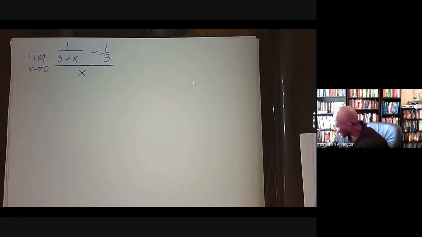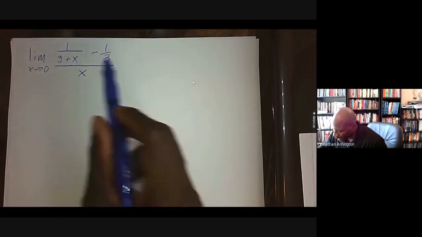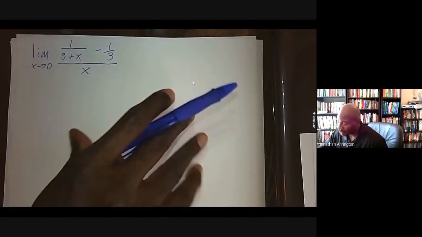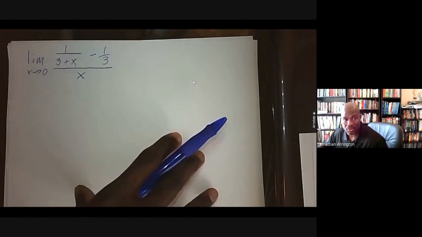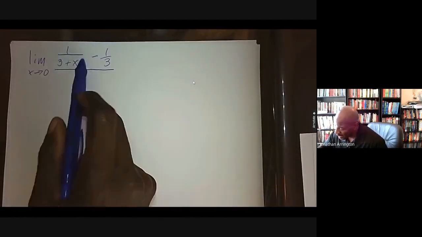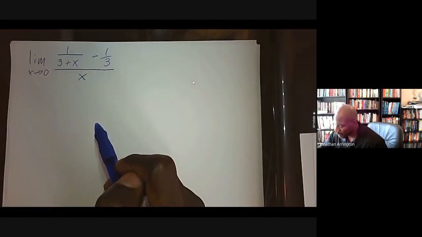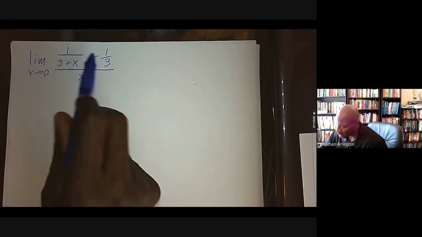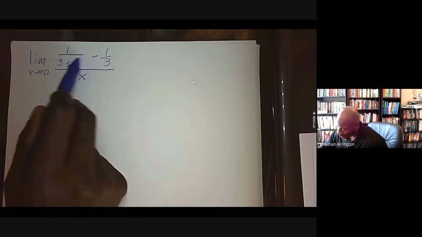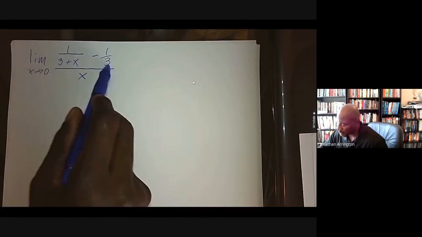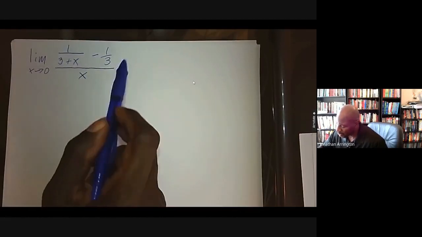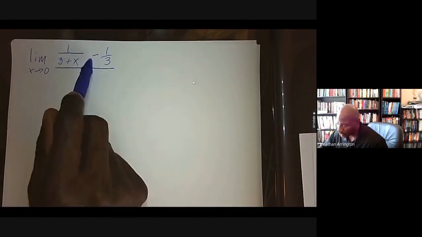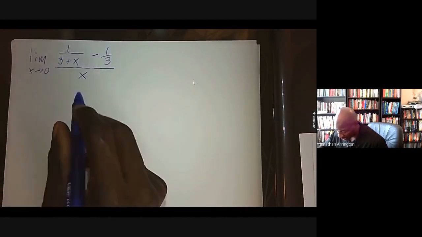All right, so what I like to do when I have a fraction within a fraction, I should say, when I have a sum or a difference of fractions within a fraction, I like to combine them and make them one fraction. And the way I do that is I multiply both of these by the least common multiple of each denominator, which in this case would be 3 plus x times 3. So I'm going to multiply both of these by 3 plus x times 3.